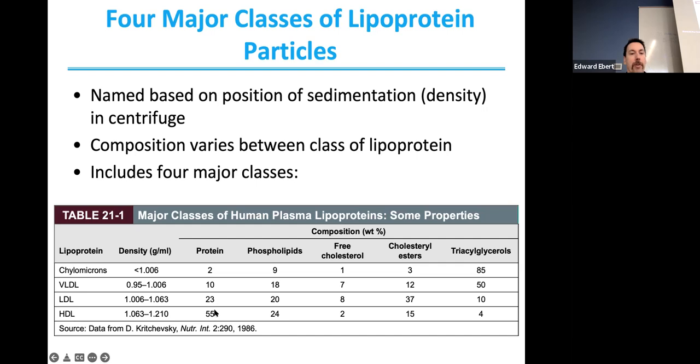We can see our HDLs are mostly protein. Sorry, I should say vesicles. And our LDLs are about a quarter protein. There's a fair number of phospholipids in there. LDL is our primary carrier for cholesterol. Very few triacylglycerides in LDL, and HDL has even less than that. HDL also has the second most cholesterol in it after our LDLs, and HDL is involved in scavenging cholesterol.